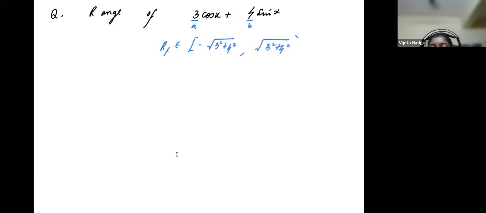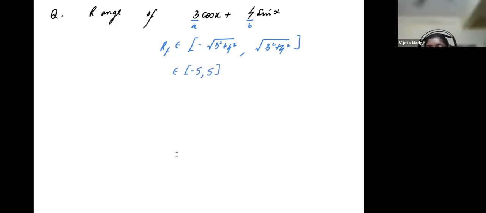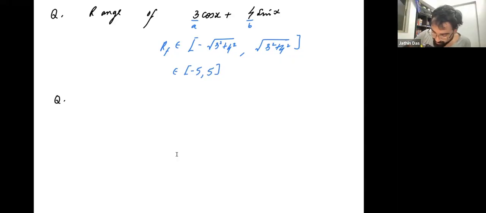Now, direct, small questions which you can directly do. Range of this: you directly know the A is this, B is this. So range will be minus root of 3 square plus 4 square, comma, 5. Minus 5 to 5. So range is between -5 and 5. Domain is everything, domain is anything real.